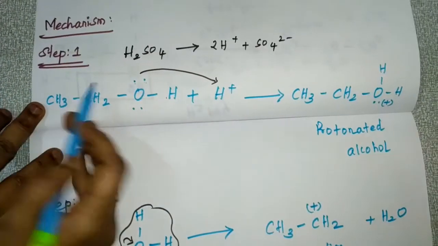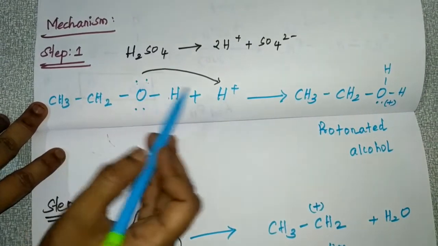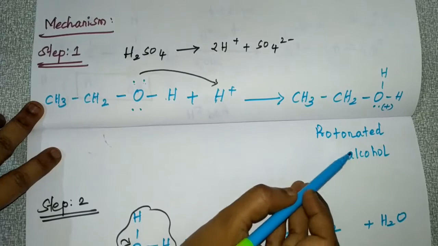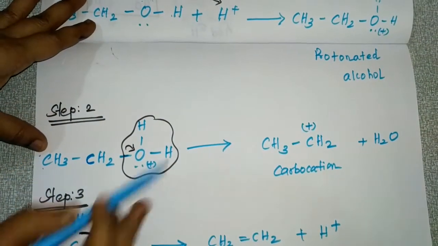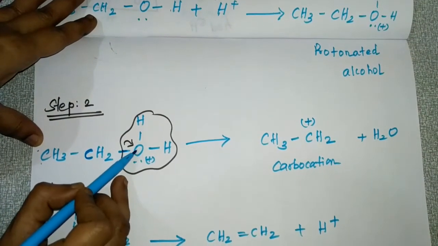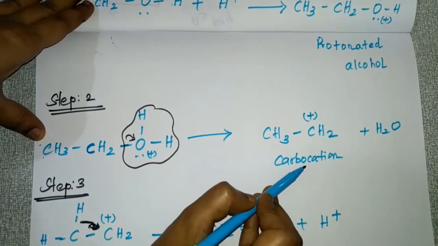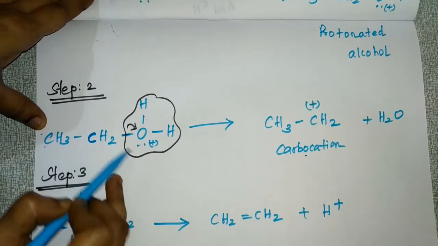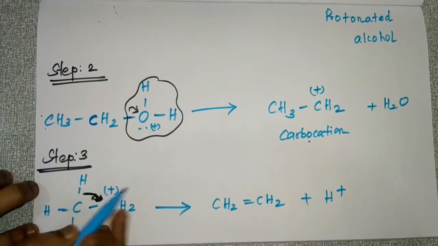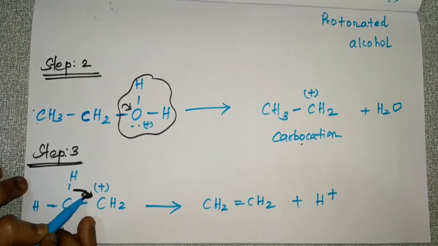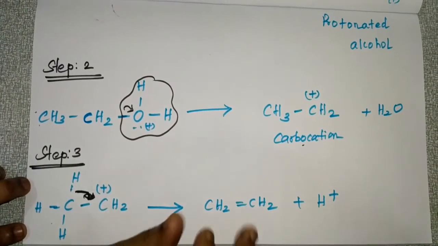So in step 1, what happens? You are taking protons from sulfuric acid, and oxygen will form a bond with this proton, and you will get protonated alcohol. In the second step, you are taking protonated alcohol. This oxygen, which is positively charged, will take the electrons from here, and the carbocation is formed, and this will get removed as water. Okay, and again you are taking this carbocation, and this carbon will take the electrons from here, and the proton will get removed, and your product will be alkene, that is ethene.